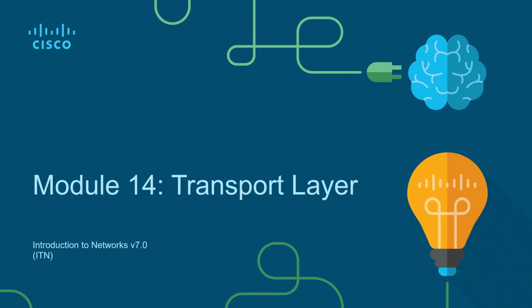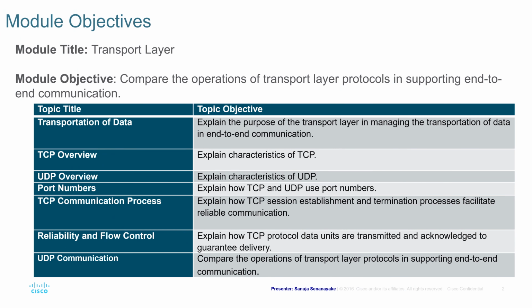Today, we will be focusing on module number 14, which is the transport layer. In this module, we will compare the operations of transport layer protocols in supporting end-to-end communication. We will cover the transportation of data, TCP Overview, UDP Overview, port numbers, which are the most common port numbers that you should be familiar with in this course, TCP Communication Process, reliability and flow control, and UDP Communication Process.